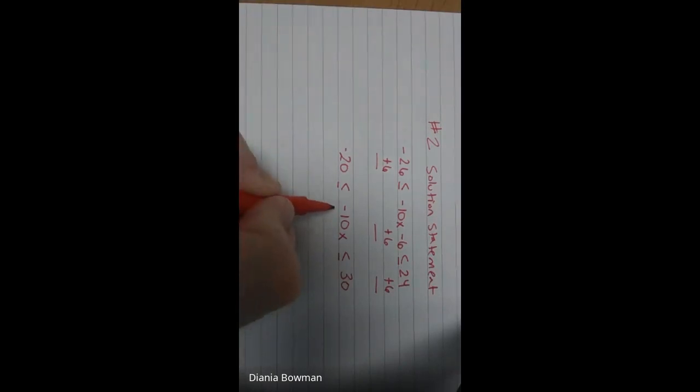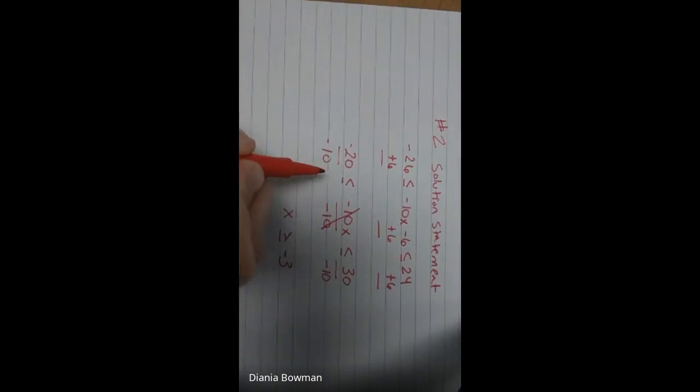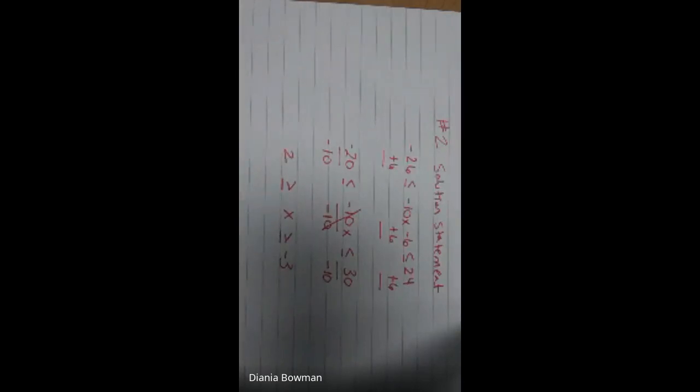Now I have to get rid of that negative 10, so it's negative 10 times x. I'm going to divide all three layers by negative 10. That's going to cancel. I'm going to be left with x in the middle. X is, because I'm dividing by a negative 10 here, kids, I'm going to switch my sign. X is greater than or equal to negative 3. Again, on this side, because I'm dividing by a negative 10, I'm going to switch my signs. And I have 2 is greater than or equal to x, which is greater than or equal to negative 3.